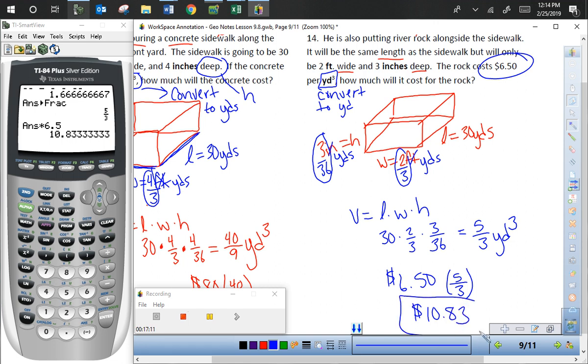Now, normally when we're talking money, if you went and only paid $10.83, you wouldn't have enough money. So really we want to round up when we're paying in money, but I'll let you round normally. Just make sure that you round based on the decimal you see after there.